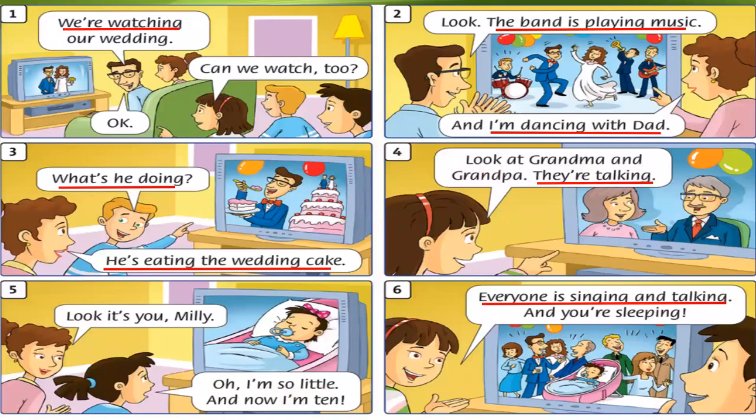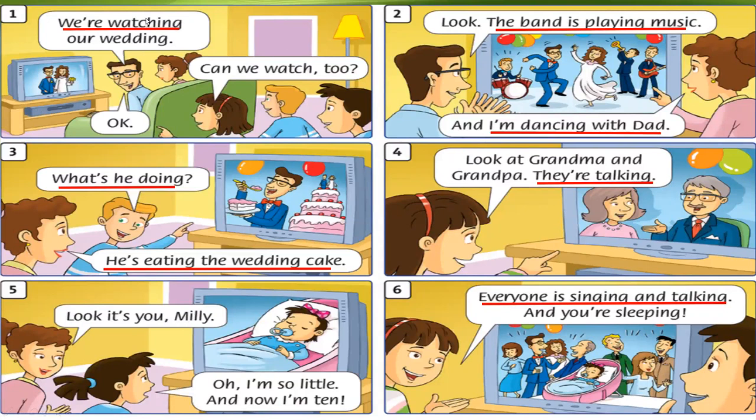Did you remember the story? Yes, in last lesson, we learned the story. And in the story, you see the structures. We're watching our wedding. The band is playing music. I'm dancing with Dad. What's he doing? He's eating the wedding cake. They are talking. Everyone is singing and talking.